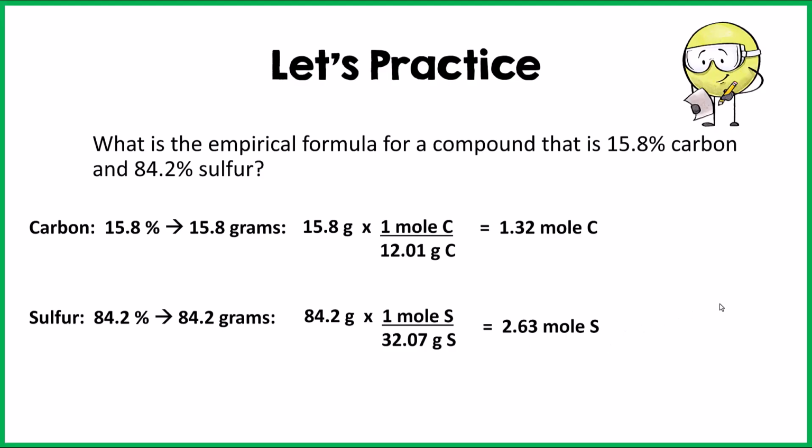So we've now converted to moles, and the next part is divide by the small. So our smallest number here is 1.32. So we're going to divide both of those numbers by 1.32, and we end up with 1 for carbon and 2 for sulfur. So we have 1 mole of carbon for every 2 moles of sulfur, and that allows us to make the empirical formula of CS2. There are 2 moles of sulfur for every 1 mole of carbon.